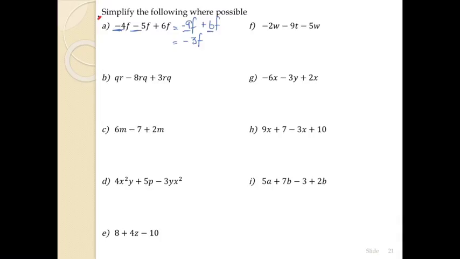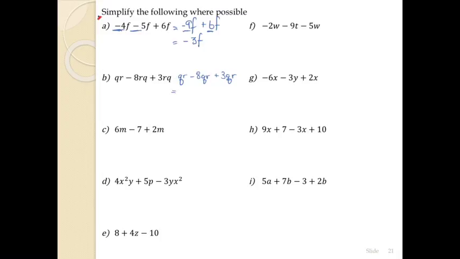Now, on the next one, what I'm going to do first is I'm going to rewrite these with the letters in alphabetical order, because in that way it makes it very clear that we've got like terms. So what we have first, we have QR minus 8QR plus 3QR. So we can see very clearly now that they have like terms. Now this was one of those conventions that I was saying about writing the letters in alphabetical order, because that way it's very clear to see what's going on there.